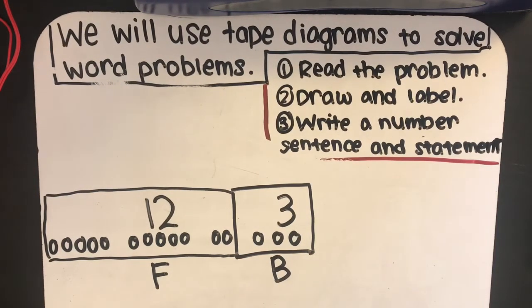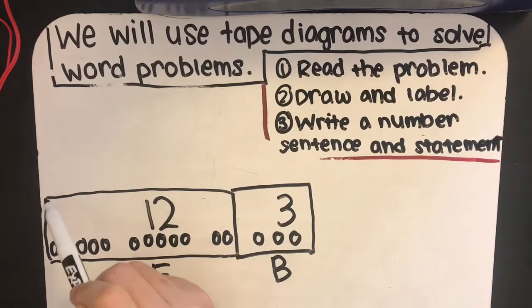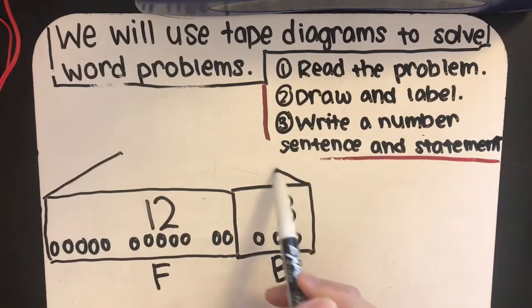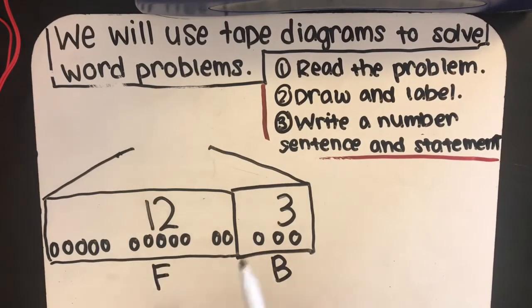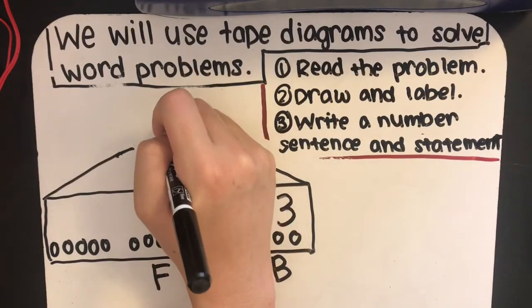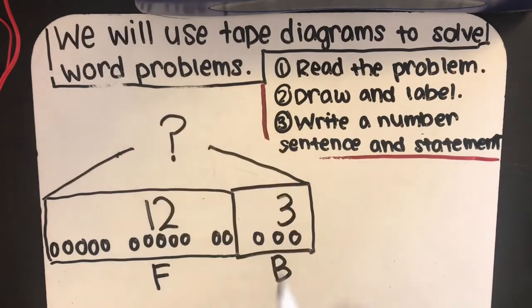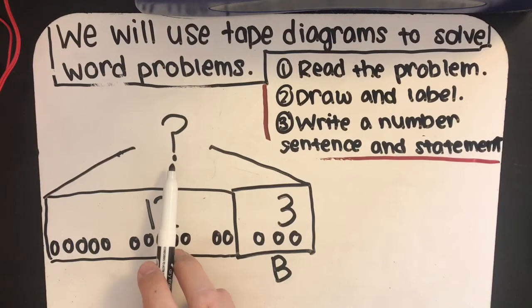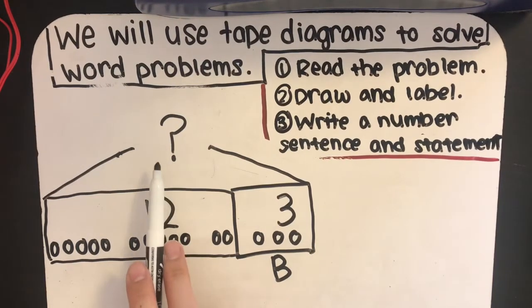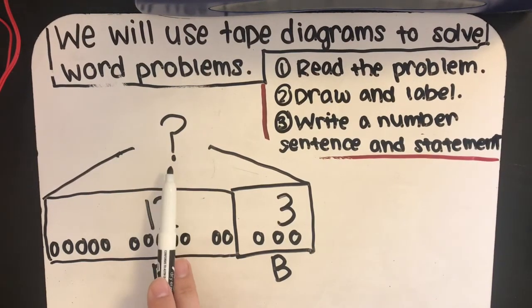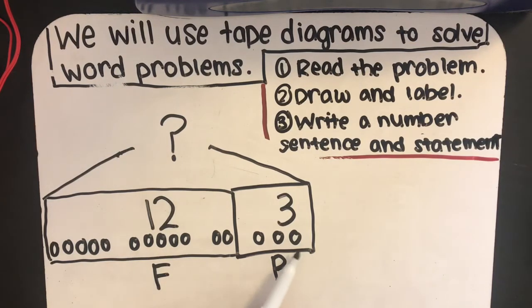Now the question is asking us, how many soccer balls did Anton's team have? How many did they have? That's just another way of asking how many did they have in all. So I'm going to put a question mark on top so that I know that I have to find out the total number of soccer balls from here all the way to here.